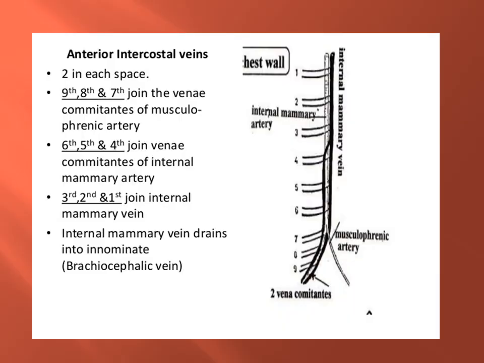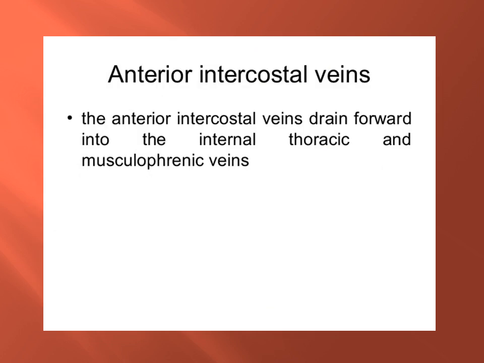The anterior intercostal veins are 2 for each space. The 9th, 8th and 7th join the venae comitantes of the musculophrenic artery. The 6th, 5th and 4th join with the venae comitantes of the internal thoracic artery. The 3rd, 2nd and 1st join directly into the internal thoracic vein, and the internal thoracic vein drains into the brachiocephalic vein. The anterior intercostal veins drain forward into the internal thoracic and the musculophrenic vein.